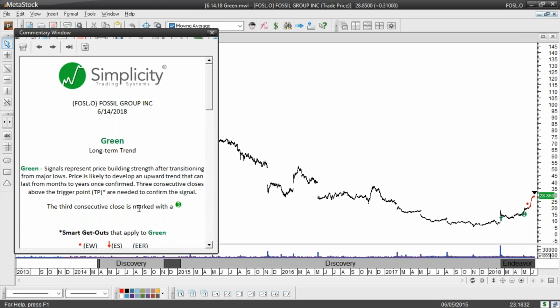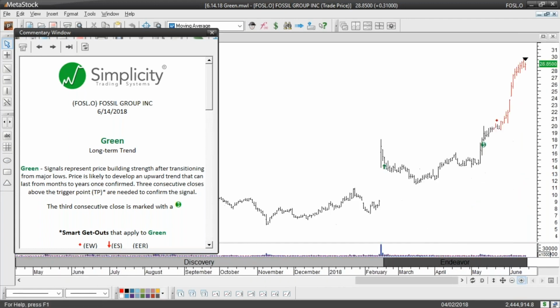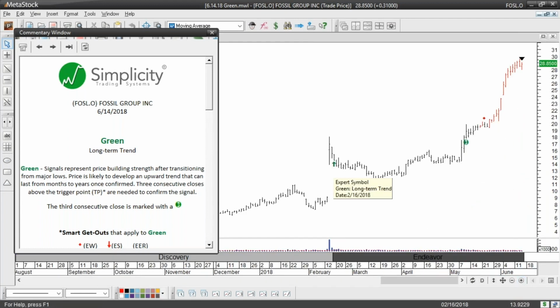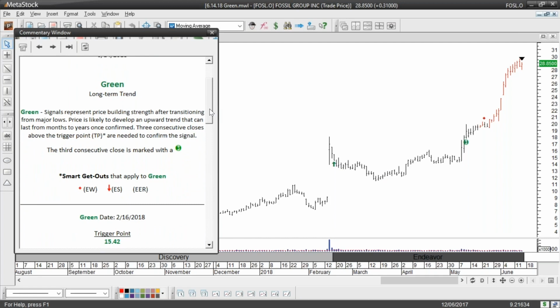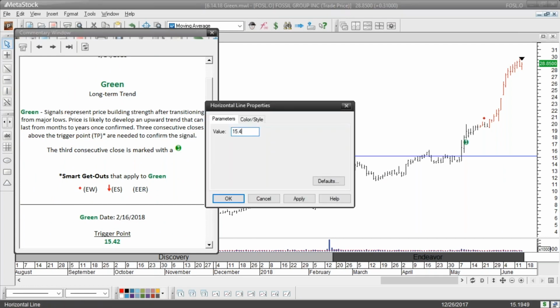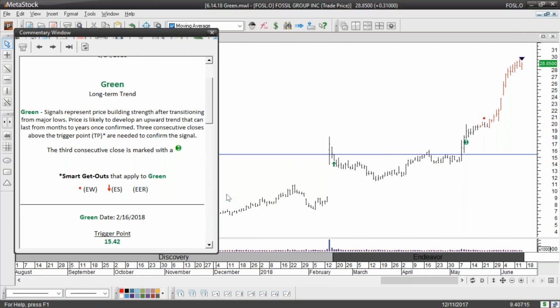However, what we need here are 3 consecutive closes above the trigger point to confirm the signal. So what does that mean? That means when we zoom back in here, we know that we had a green arrow on 2/16. But like I said, you don't just jump in right away. What we need is, I'm going to scroll down here, we need to check our trigger point. Our trigger point is 15.42. I'm going to mark that on a chart. 15.42.